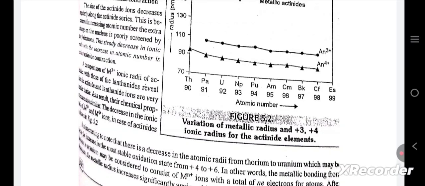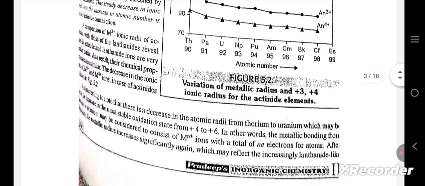This steady decrease in ionic radii with the increase in atomic number is the actinide contraction. A comparison of M3+ ion radii with those of the lanthanides reveals the actinide and lanthanide ions vary similarly in size. As a result, their chemical properties are also similar. The decrease in the ionic radii in the case of actinides.